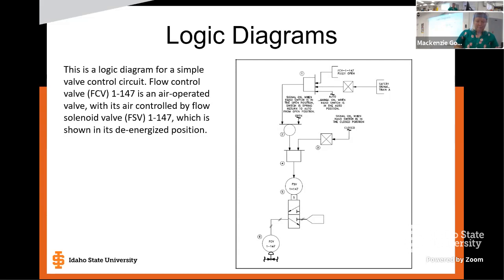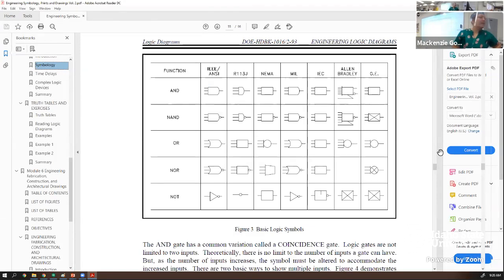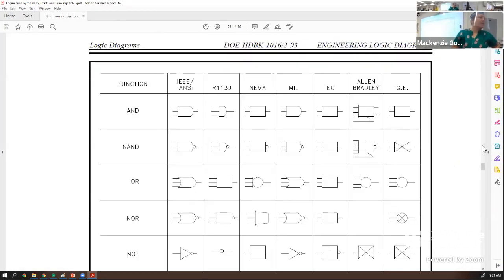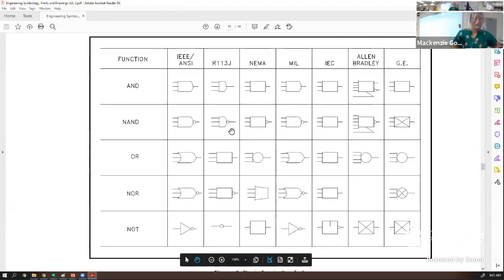So let me pull up the symbology in the handbook for you guys. Okay, so in volume 2 of the Prints and Drawing Handbook, on page 55 of the PDF, it's volume 2, not volume 1. Correct, volume 2. Right here.